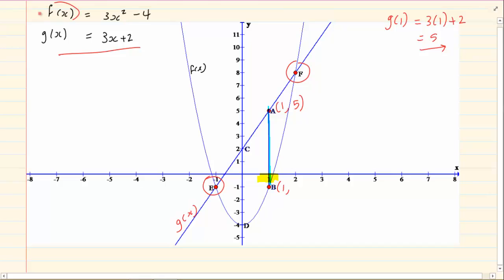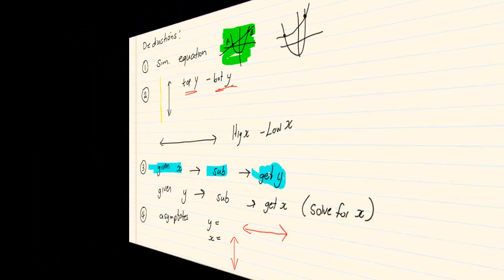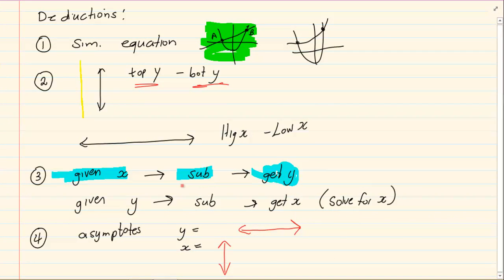Then I want to do the same thing with f of x. Now why am I taking f of x? Because B is on the parabola. So I'm going to have f of 1 is equal to 3 into 1 squared minus 4. And that gives me minus 1. So what is my coordinate at B? I've got 1 and minus 1. Now, we were given the x value, we substituted, and we got the y value. But now when I want the length, I take the top y value minus the bottom y value.